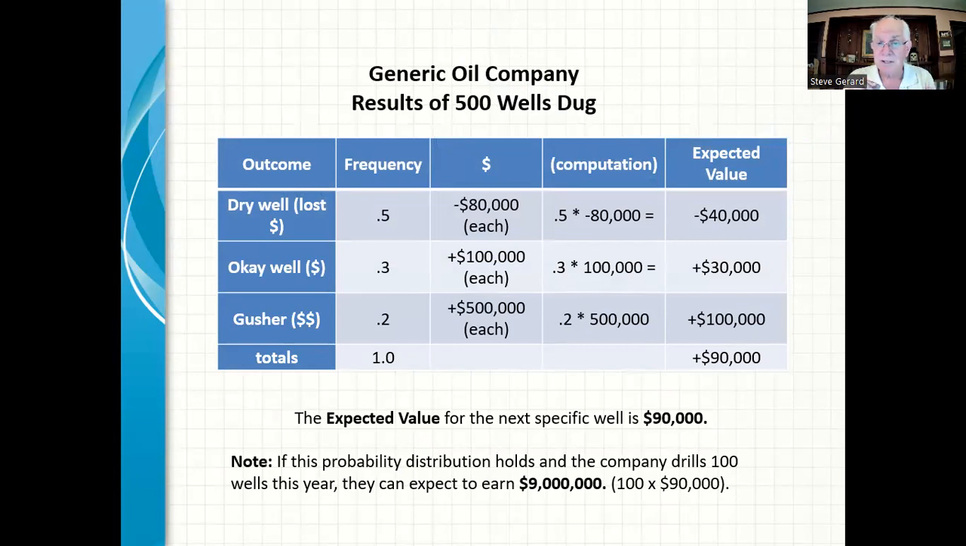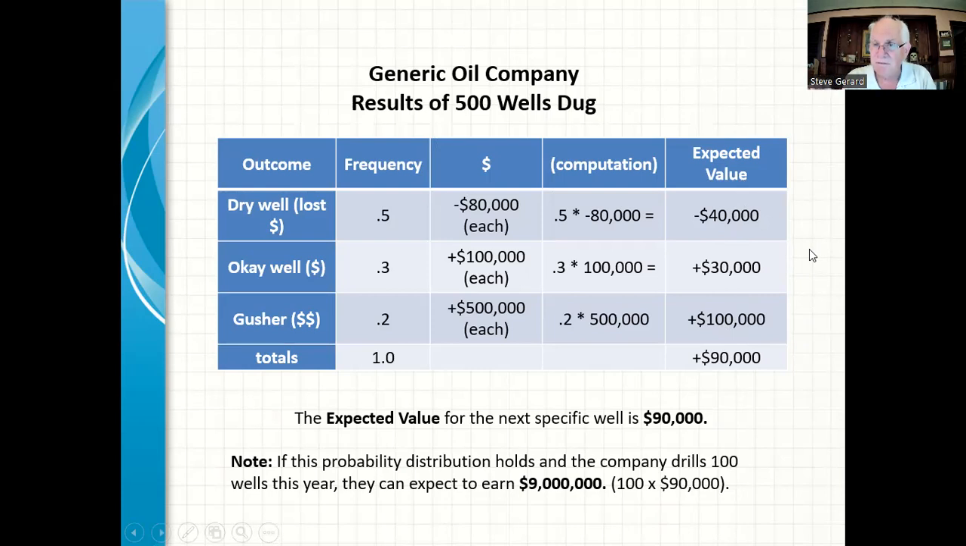0.3, 30% of the time, we gain $100,000. So 0.3 times 100,000 gives me plus $30,000. And 20% of the time, we get $500,000 for each one of those. So 20% times 500,000 gives me $100,000 as the outcome. Then you add up those numbers in the far right-hand side, the expected values, negative 40 plus 30 plus 100, and you get $90,000.